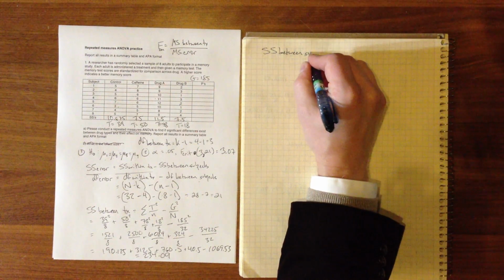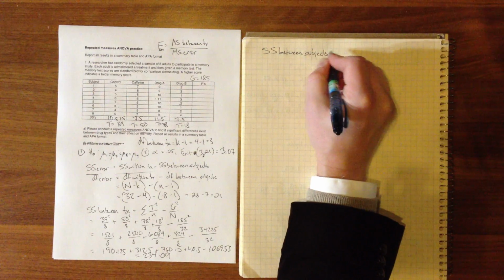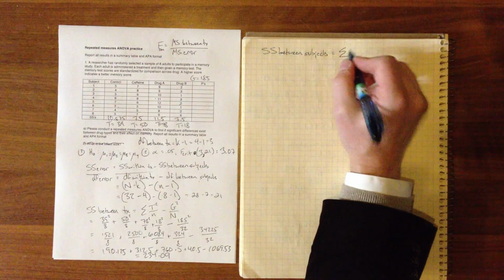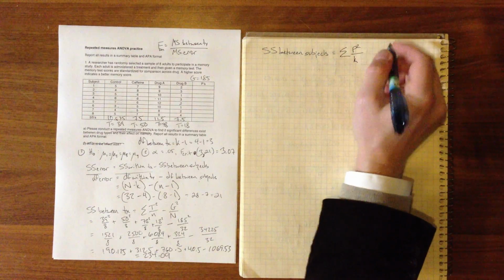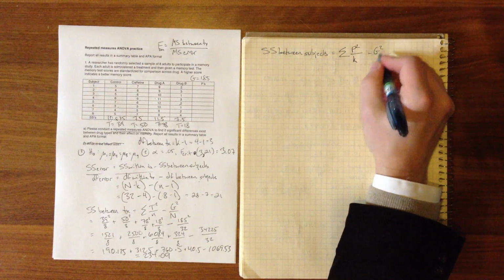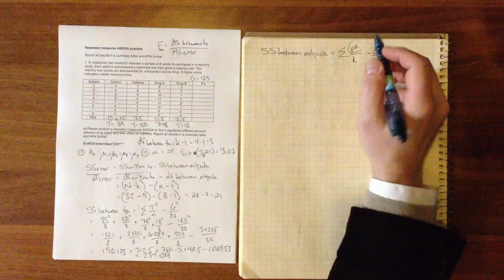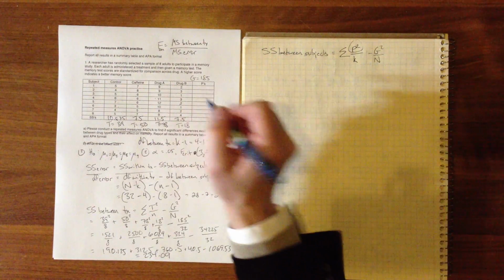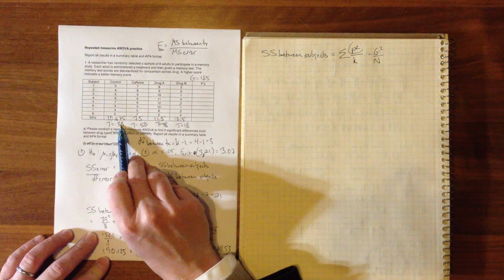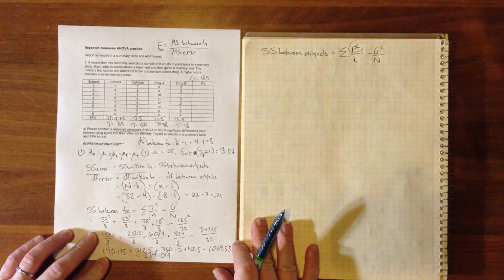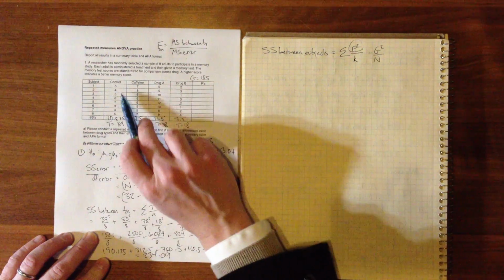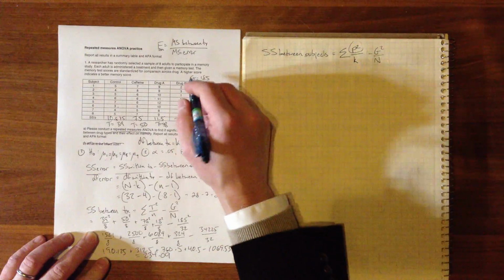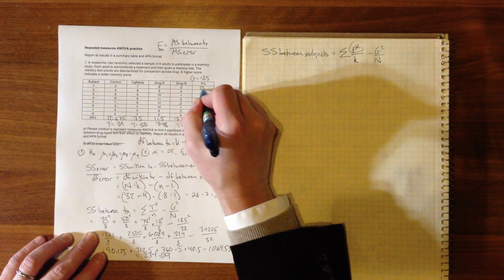It's not SS between treatments, it's SS between subjects. That's different. There's a new formula: the sum of P squared over K, minus G squared over big N. What's P squared? P is the participant total, just like T is a column total. T was the total of all the control scores. P is participant 1's total, so 5 plus 7 plus 9 plus 2 is 23.